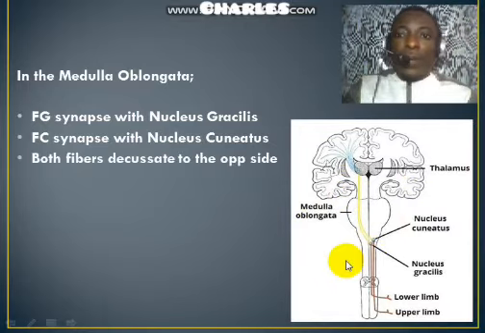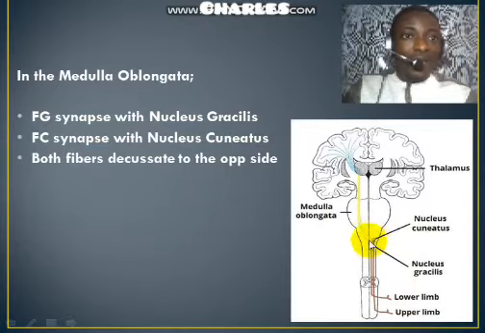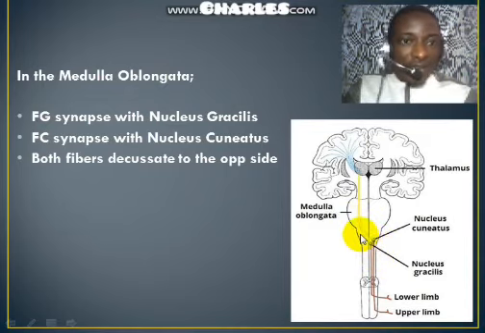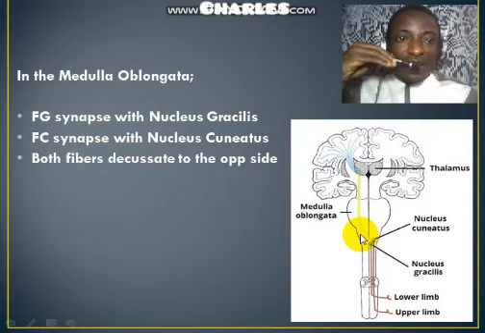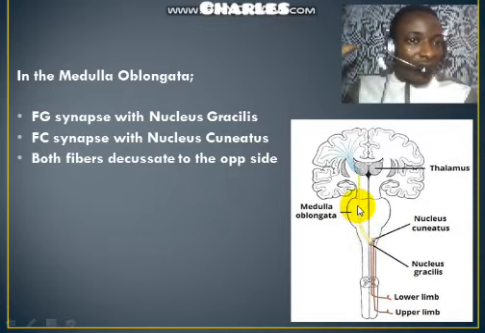Now both fibers decussate to the opposite side. Fibers of the fasciculus cuneatus and the fasciculus gracilis, after synapsing with their respective nucleus, decussate. It means they cross over. They defect, if I want to use the language of politicians, to the opposite side of the cord and begin to ascend contralaterally on the opposite side.